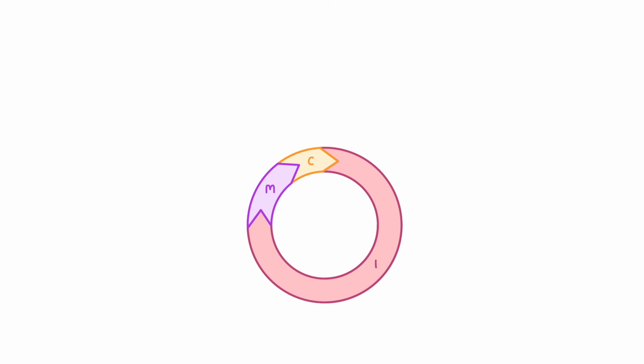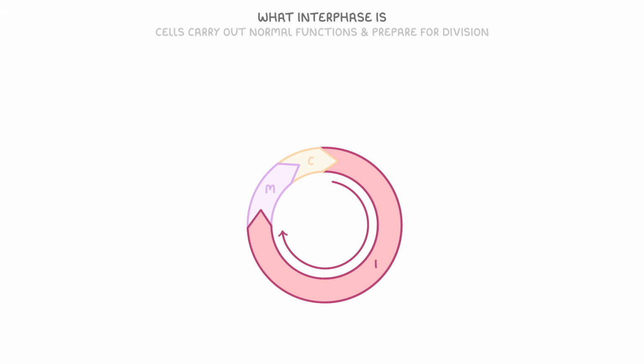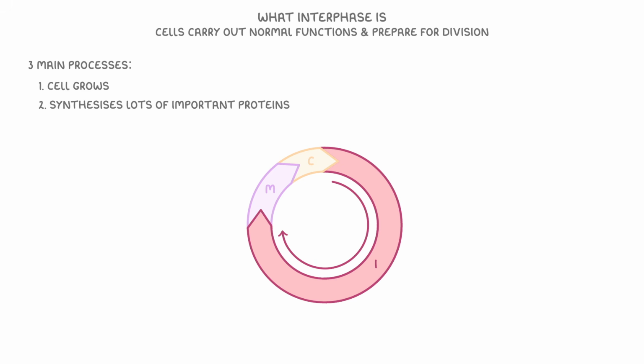Now that we've got an overall sense of the cell cycle, let's take a closer look at what interphase is. During interphase, cells carry out their normal functions and prepare for division. This involves three main processes. The cell grows, it synthesizes lots of important proteins, and then it replicates its DNA so that when it divides later, each new cell will have all the genetic information and resources it needs.